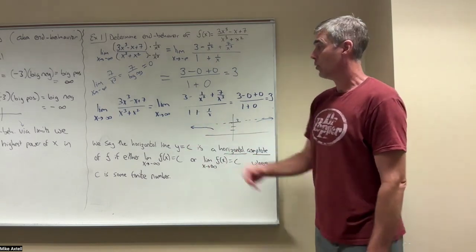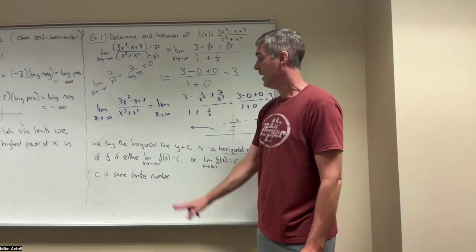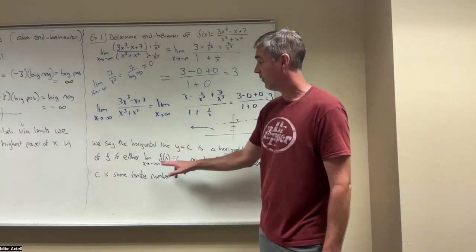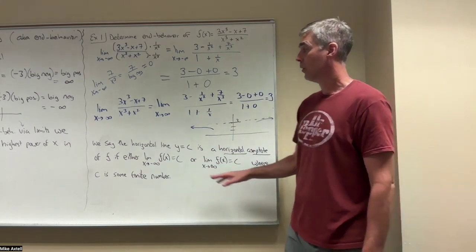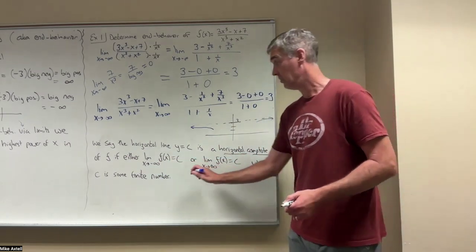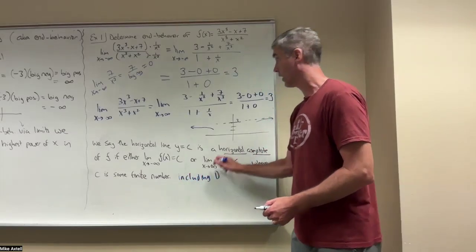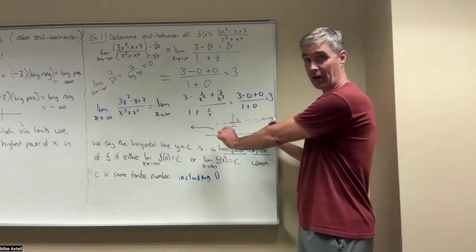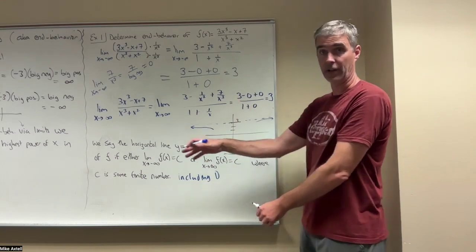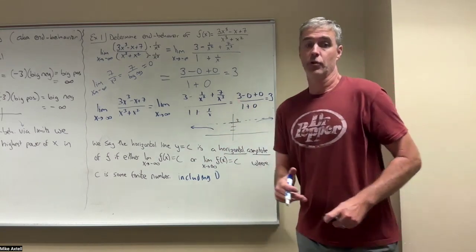So a horizontal line, y equals c, is a horizontal asymptote of the function if either the limit off to negative infinity is equal to c or the limit off to positive infinity is equal to c, where c is some finite number, including 0. I mean, c could equal 0. Like if these two limits had equaled 0, then y equals 0 is the x-axis, and my graph would hug the x-axis, way off on the left, way off on the right. All right, let's try that a couple more times.